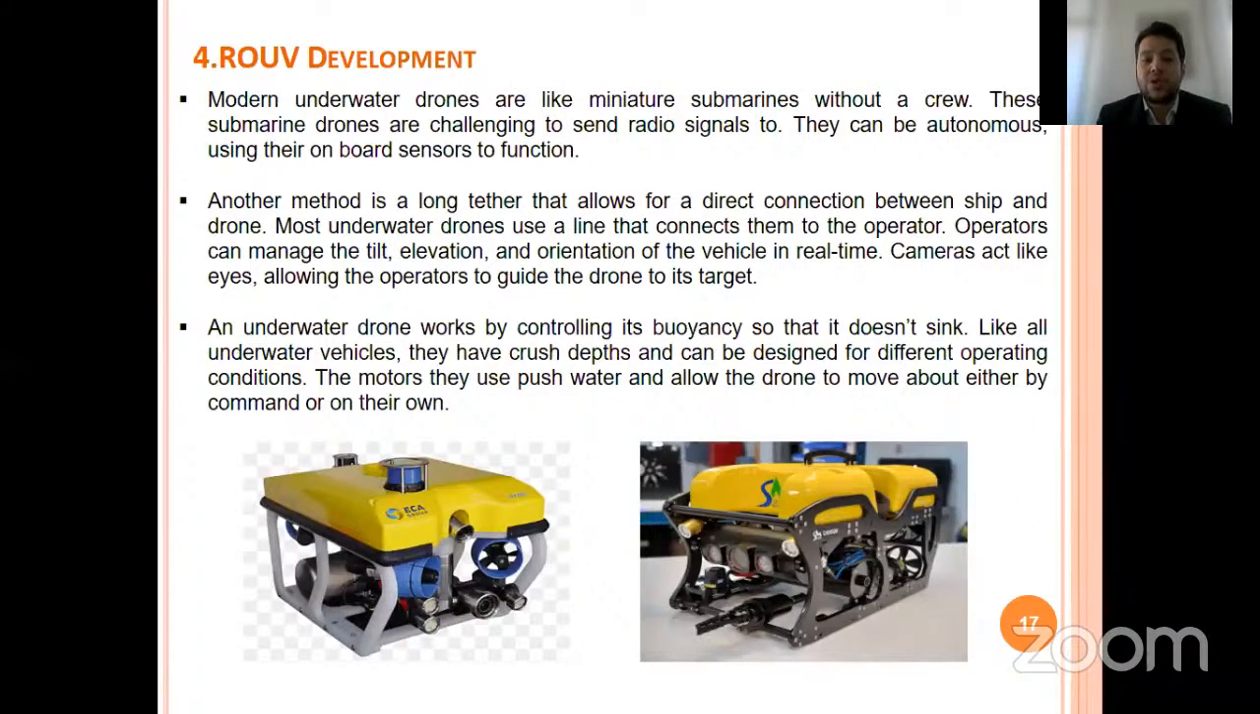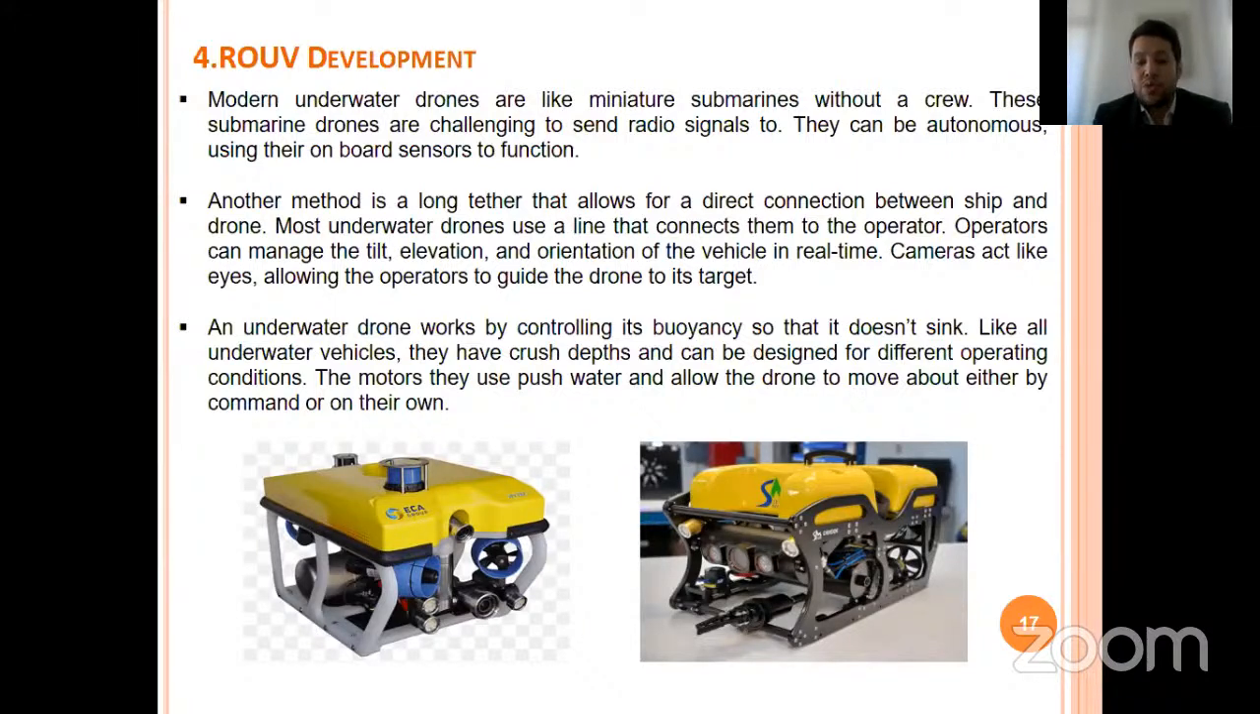Most underwater drones use a line that connects them to the operator. Operators can manage the tilt, the elevation, and orientation of the vehicle in real time. Cameras act like eyes, allowing the operators to guide the drone to its targets.